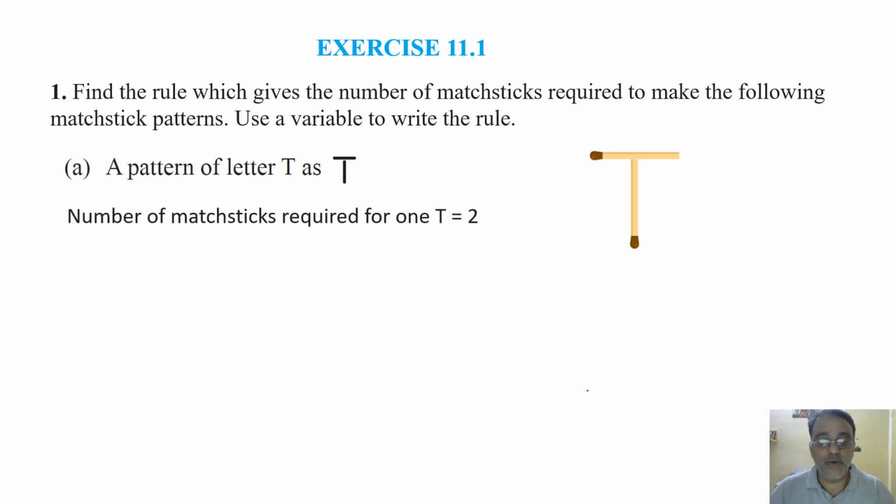So यहाँ पे हम लोग क्या रूल बनाएंगे? 2 into n. We can use any variable. 2 into m भी लिख सकते हैं. So 2 into n, that is 2n, where n is the number of T, right?